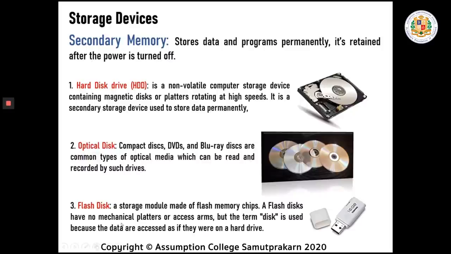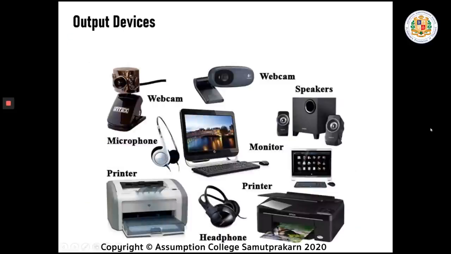Then next we have number 3, flash disk or flash drive. Okay, this is common nowadays. People nowadays use flash drive to save their file. Okay, flash disk have no mechanical platters or access arms. But the term disk is used because the data are accessed as if they were on a hard drive. Okay, so you can access, you can copy, you can store, you can delete. It's like a memory chip also. And flash drive has also a capacity. So the biggest is 16 gigabytes. Okay, so that's it. So those are secondary memory.